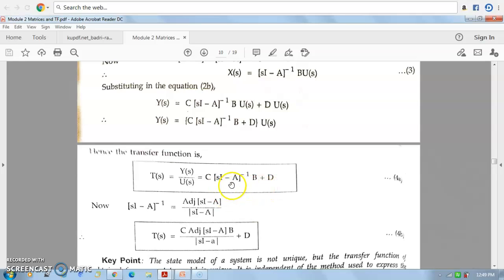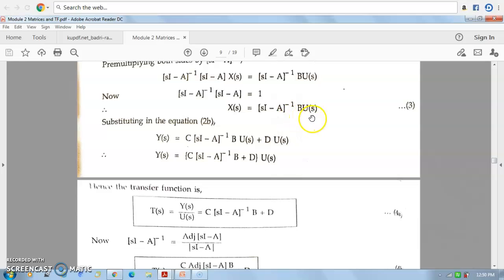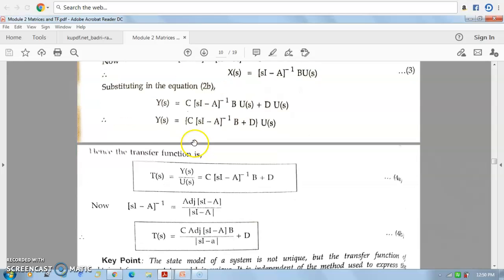Therefore, see here, to sI minus A inverse, first the B matrix has to be multiplied, then to the result the C matrix has to be multiplied. See the derivation: sI minus A inverse into B. Before substitution, getting sI minus A inverse into B, next C into this multiplication, plus addition of the D matrix. If the D matrix is given, you can do it. Otherwise, if it is 0, only this term is our transfer function.